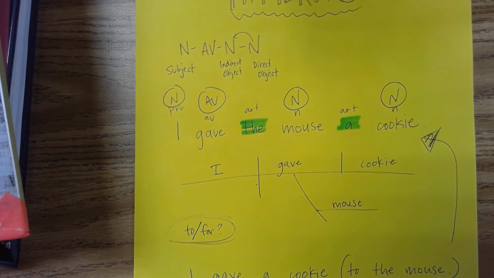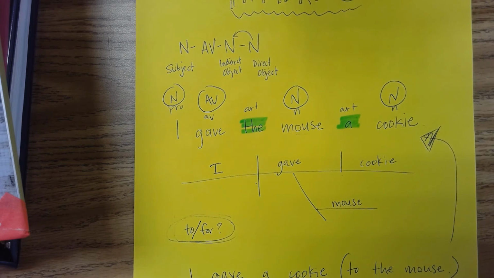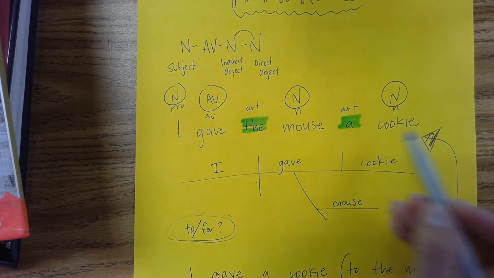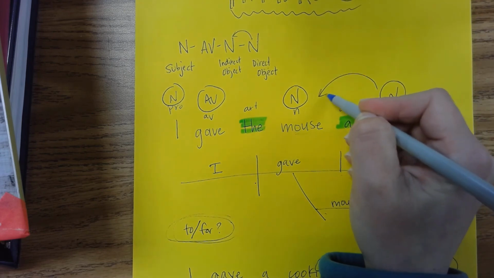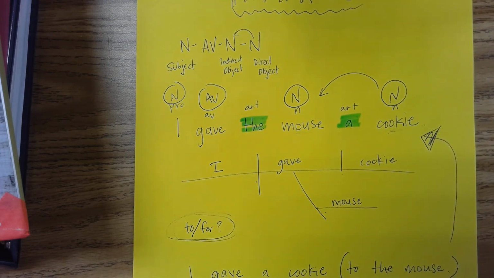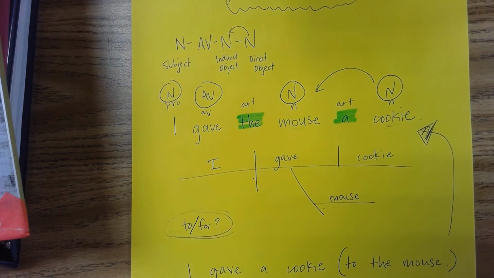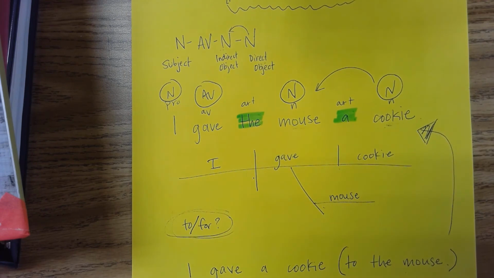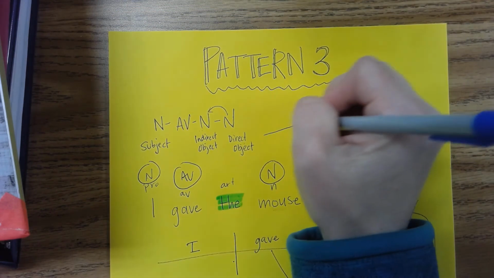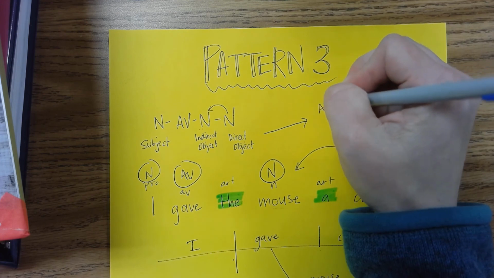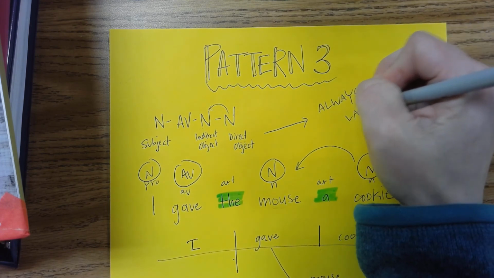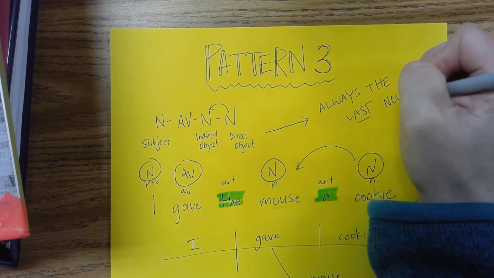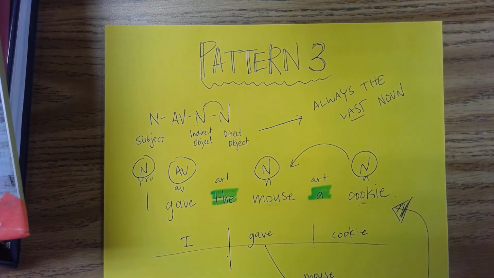Okay, so that is pattern 3. I like my I gave the mouse a cookie to help you understand that this is what you're giving. It's your direct object, and it's always going to go back in the sentence to this spot right here, and that's who's going to receive that direct object. Your direct object is always the last noun. Okay?